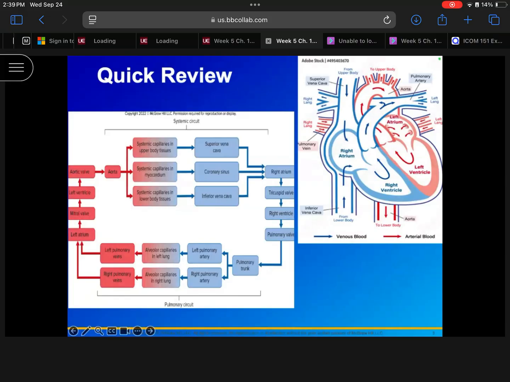What's that going to be? What's taking blood from the head and this area in? Superior vena cava. What's taking up from the lower body tissues? Inferior vena cava. And then we have the coronary circulation, so that's going to be the coronary sinus. Very good. So we'll get into more detail about that today. So that's a nice little chart to kind of help you flow through, and it also shows you the pattern.